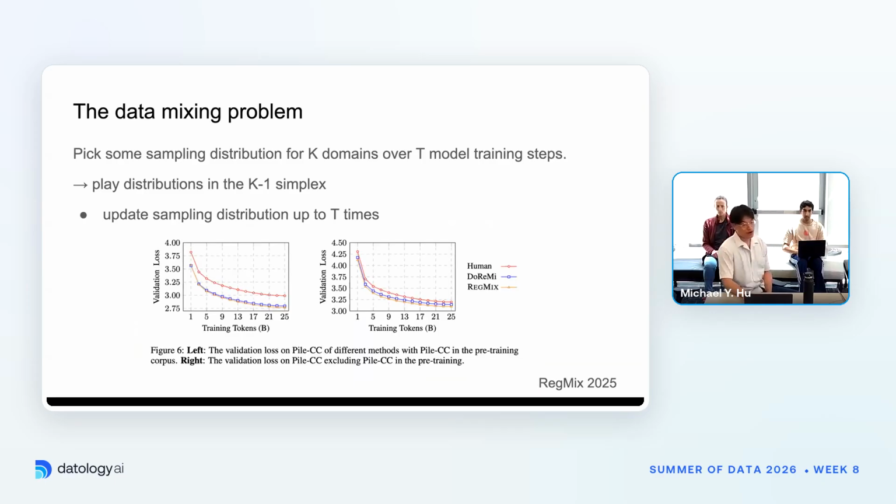So, quickly going through the data mixing problem then. We have K domains or K subgroups in your data mixture, and you're trying to train your model over T steps or some amount of compute. Then, up to T times you can play these distributions in the simplex, or pick a particular sampling distribution. The reason we might want to do this is that, as we've seen over the last couple of years, you can get better scaling by picking a different data mixture than sampling every datum uniformly at random, or doing ERM, right?